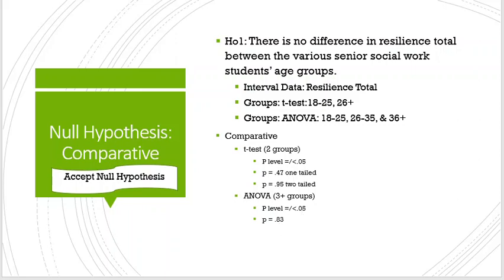We have to accept the null that there's no difference between the resilience total in the various social work students' age groups. So there's no significant difference in their resilience between the age groups.